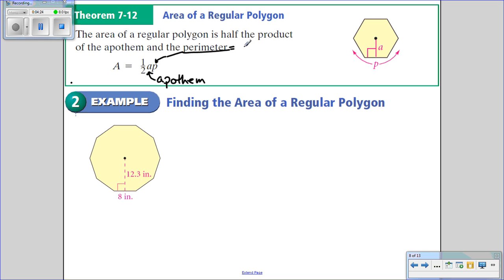Now remember, to find the perimeter of any regular shape, you're going to take the length of the side and multiply it by the number of sides. That will give us the perimeter.